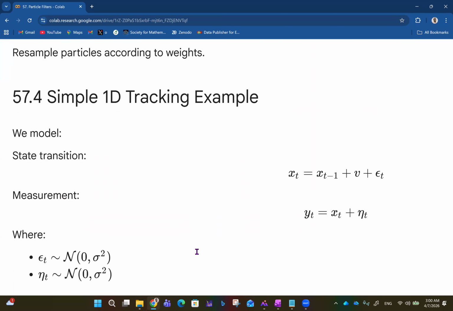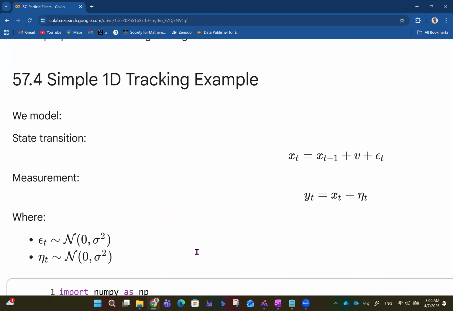And then we move on to a simple 1D tracking example. So if you model the state transition, which is x of t equals x of t minus 1 plus v plus epsilon sub t, then the measurement can be taken to be y sub t equals x sub t plus eta sub t, where epsilon sub t is normally distributed with mean 0 and variance sigma squared, and eta sub t is normally distributed with mean 0 and variance sigma squared.